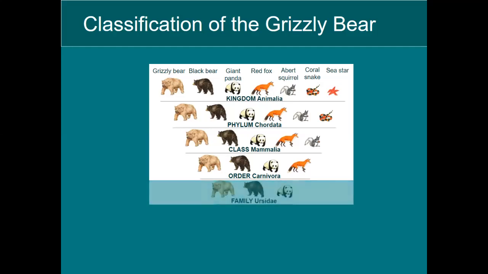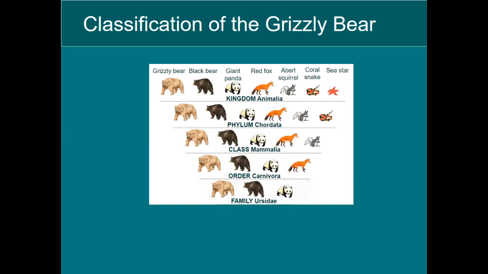Hopefully you were able to figure out that family is the next taxon. In this particular case, we are now in the family Ursidae. So we're looking at the bears, the greater bear family. What did we drop out? That's right, the red fox. So we take the fox out and we're down to our bears.